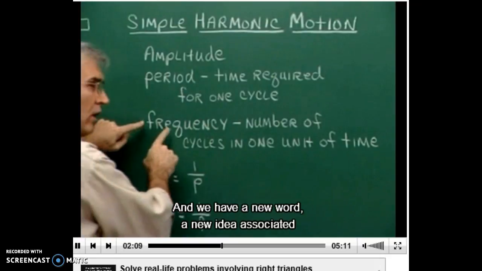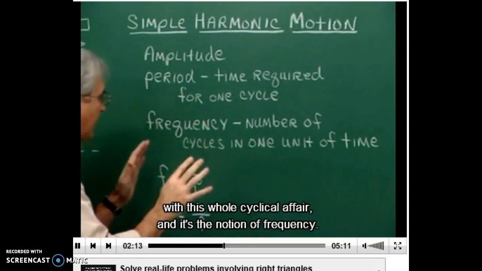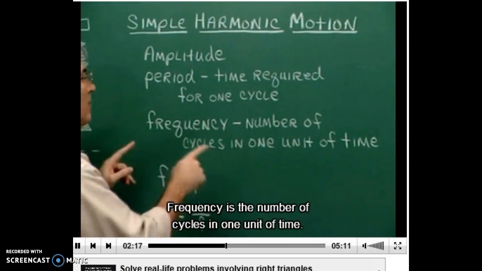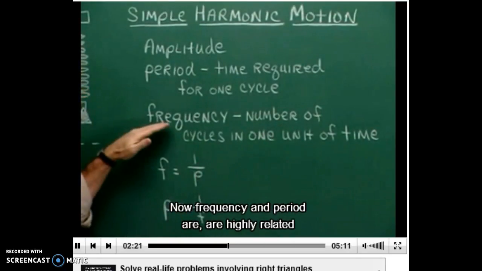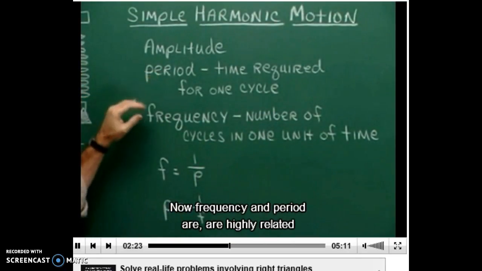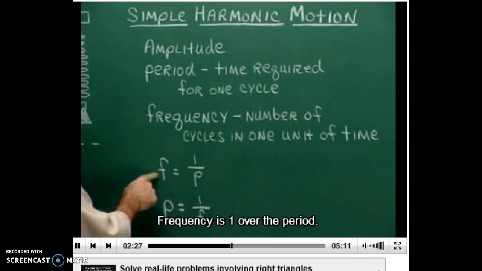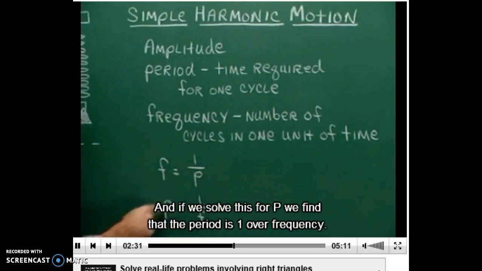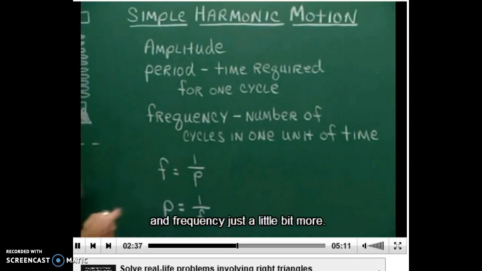And we have a new word, a new idea associated with this whole cyclical affair, and it's the notion of frequency. Frequency is the number of cycles in one unit of time. Now, frequency and period are highly related to one another, and in a very simple way. Frequency is 1 over the period, and if we solve this for p, we find that the period is 1 over frequency.